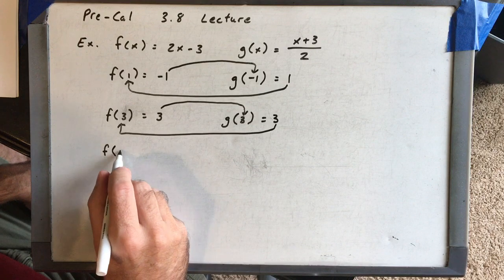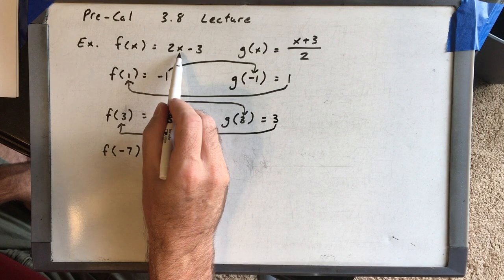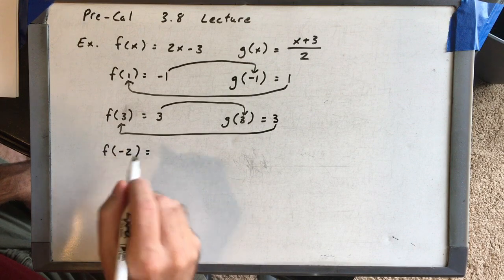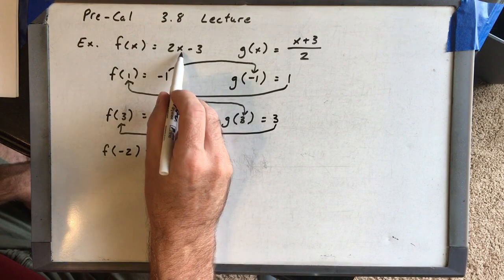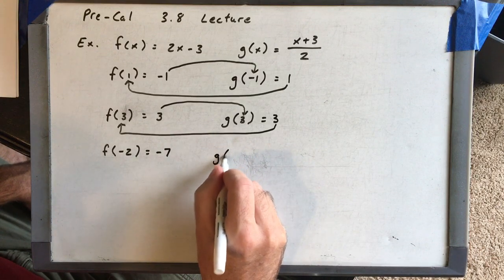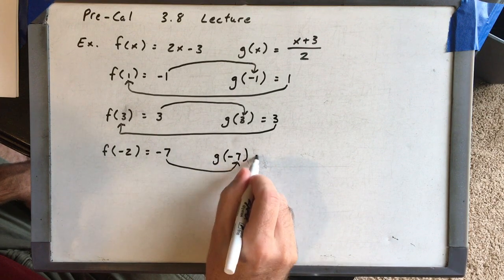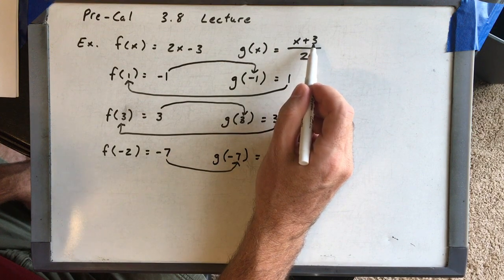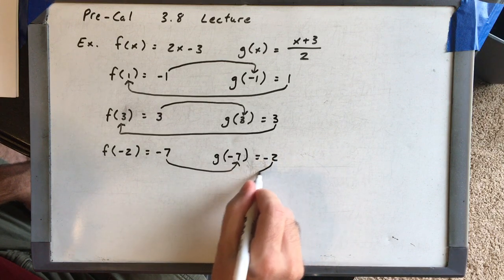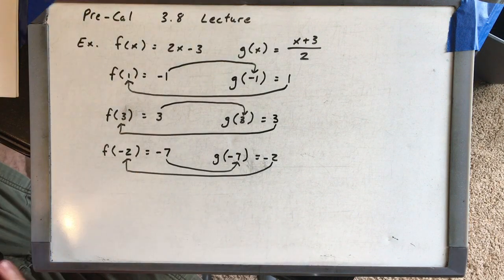And then a third example, let's try a negative 7. 2 times negative 7 would be... not negative 7. I just gave the game away. All right, let's say negative 2. 2 times negative 2 is negative 4 minus 3 is negative 7. Oh, now you see where that came from. Let's plug that into g. Negative 7 plus 3 is negative 4 divided by 2 would be negative 2. So the input and output values reverse. Okay, pause the video if you need to.